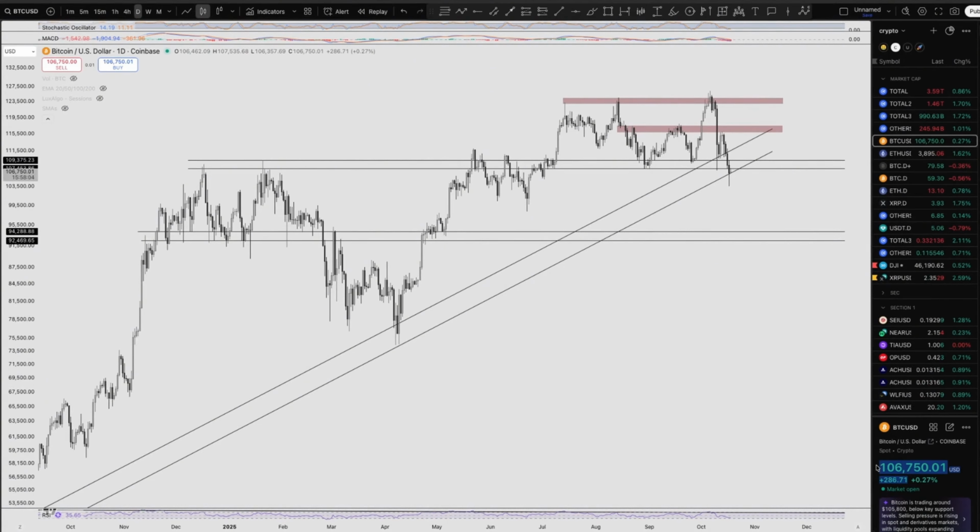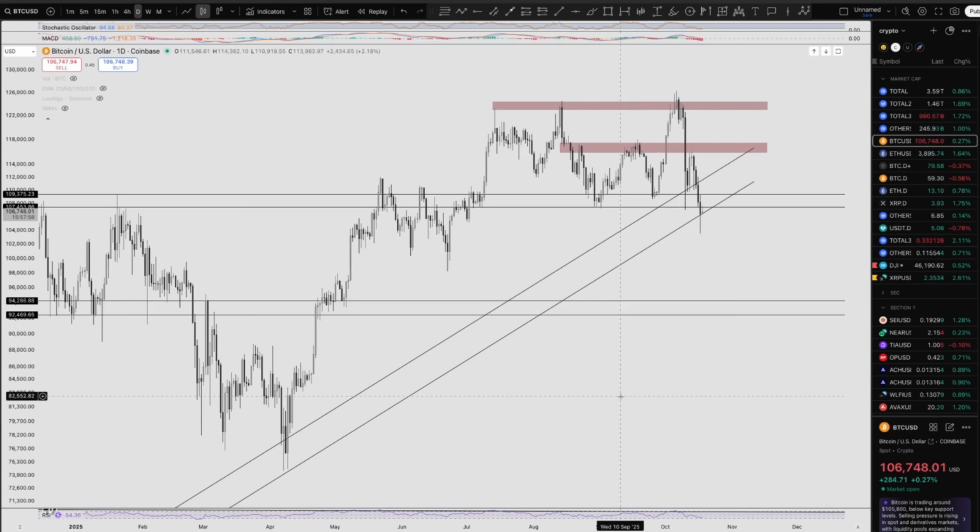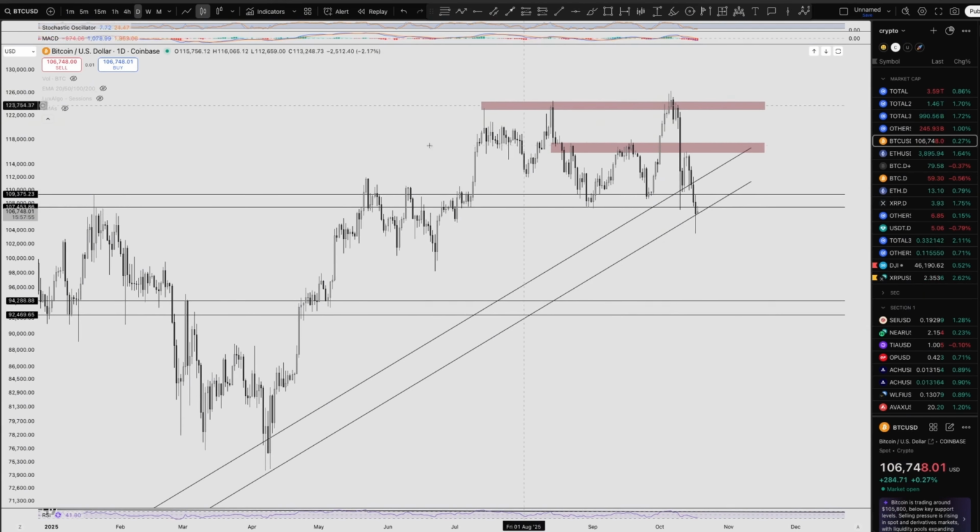Today we're going to analyze the Bitcoin chart, as well as the Ethereum chart and the total market cap. What you see on the screen is the Bitcoin chart, and the current price is around $107,000.